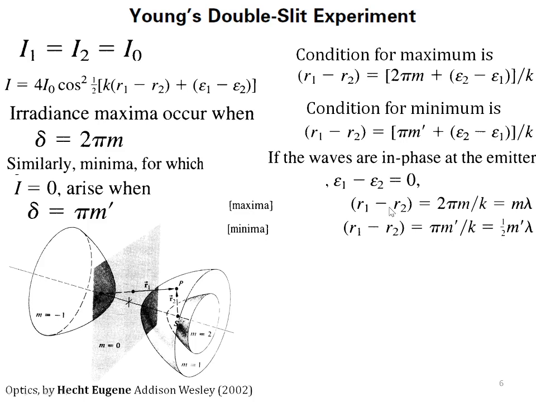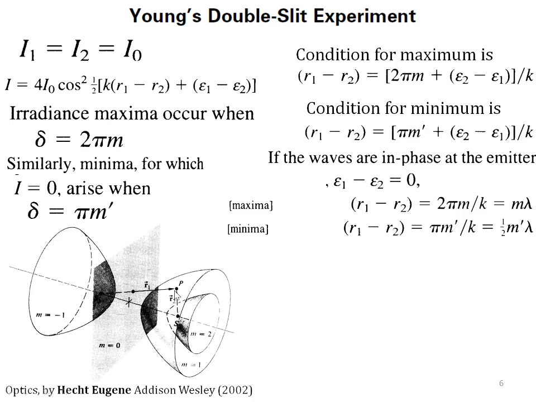R1 and R2 are two vectors. For a spherical wave, they can assume any value, right? Now suppose this is R1, this is R2, correct? Suppose they satisfy this condition of maxima, so this is equal to m lambda. It is not just this unique plane in which R1 minus R2 equals that constant value of m lambda. Actually, this condition is satisfied over all the points on this paraboloid.